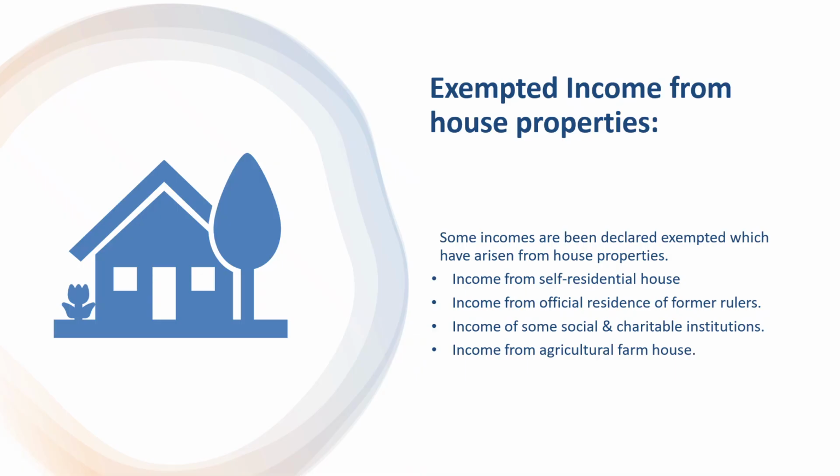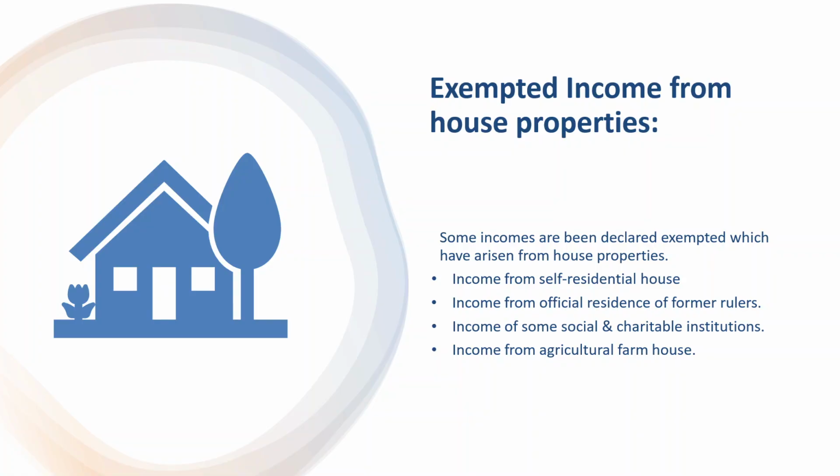Then there are several incomes arising from the house property, but such incomes are not treated as taxable income under house property. These are always considered exempted or tax-free. The first one is income from a self-residential house. The house that the assessee owns for self-residence purpose, any income arising from that house property is totally exempted under the head.